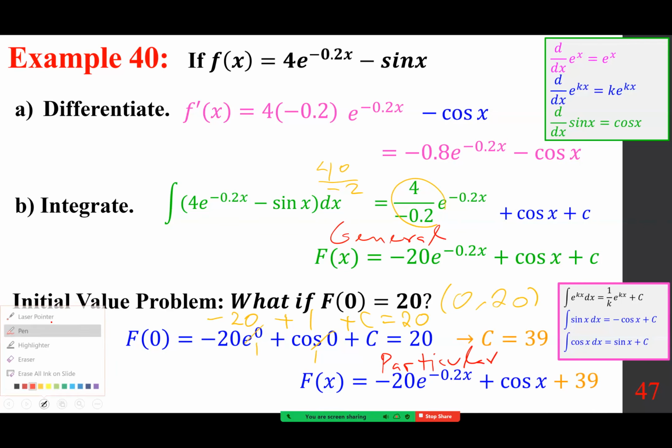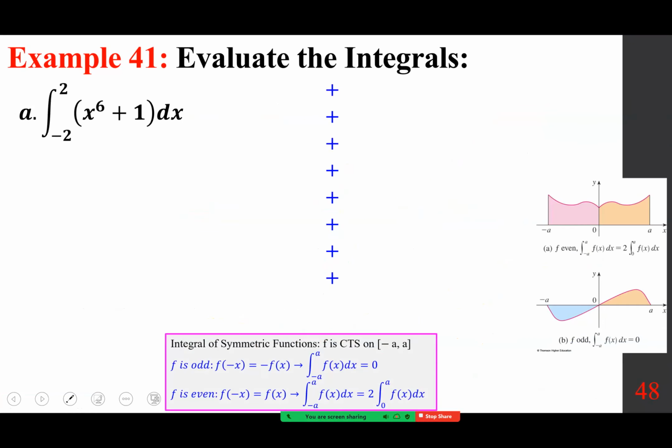So again, this constant means a family of functions. Now we use the pair to find one specific function.